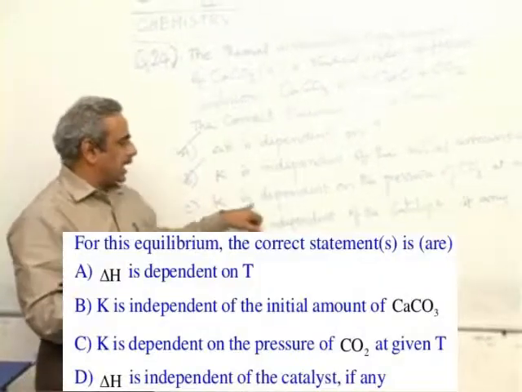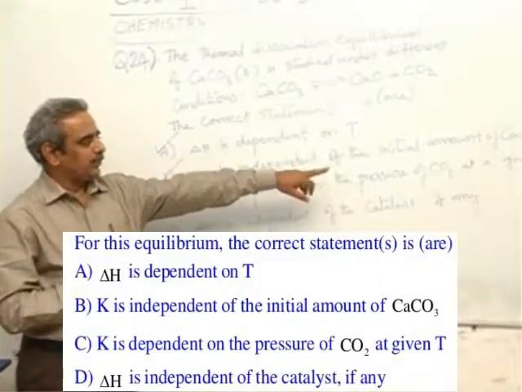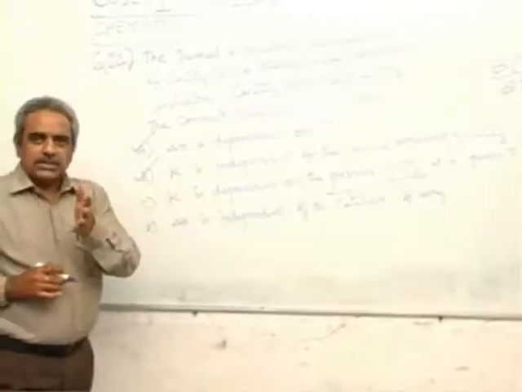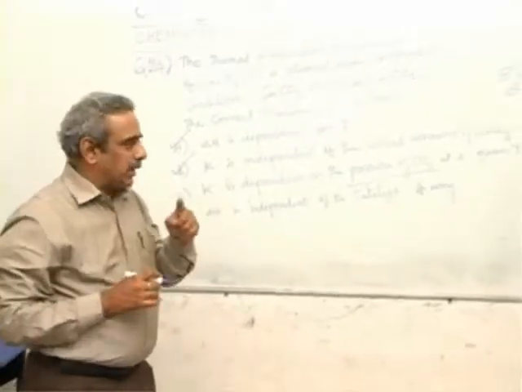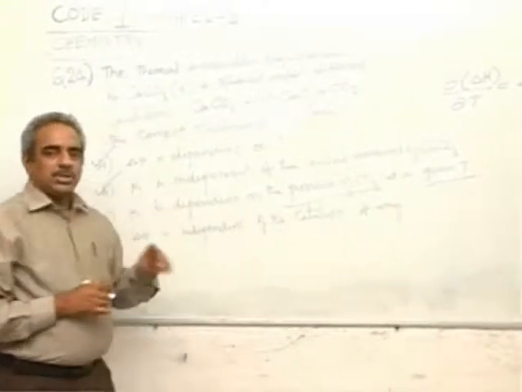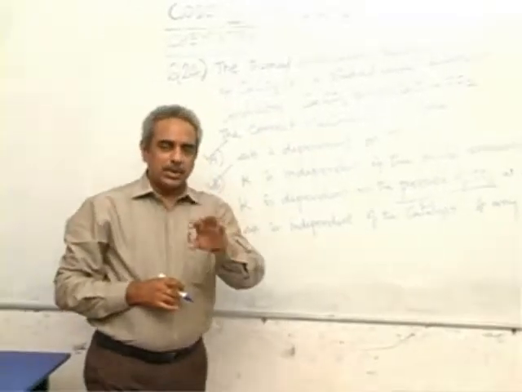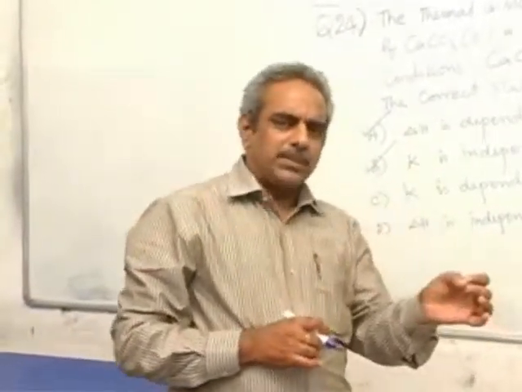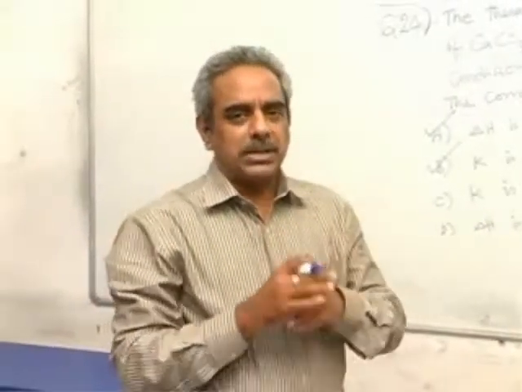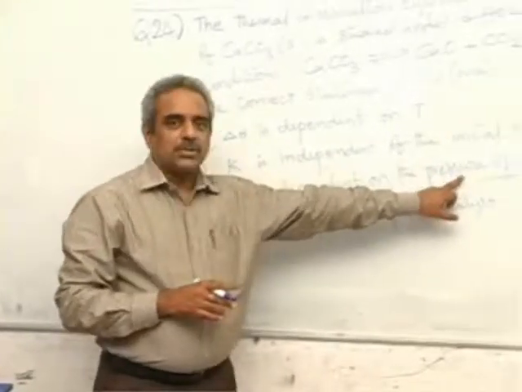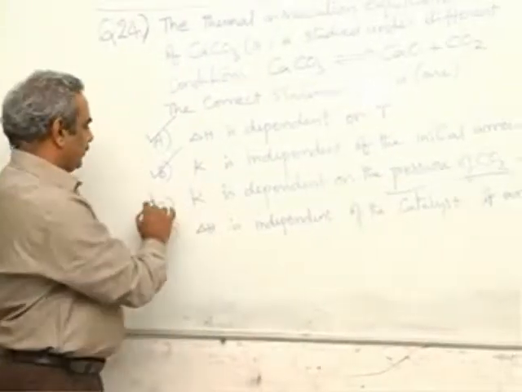Coming to the next statement, K is dependent on the pressure of CO2. Pressure of CO2 has no influence on the equilibrium constant. As long as the temperature is constant, the equilibrium constant remains constant irrespective of the other factors. You may change the other factors, but with temperature constant, the equilibrium constant remains constant. Therefore, K dependent on the pressure of CO2 is a wrong statement.